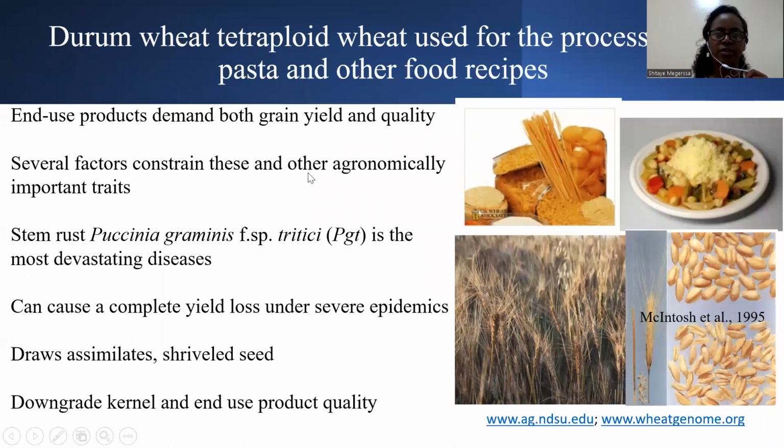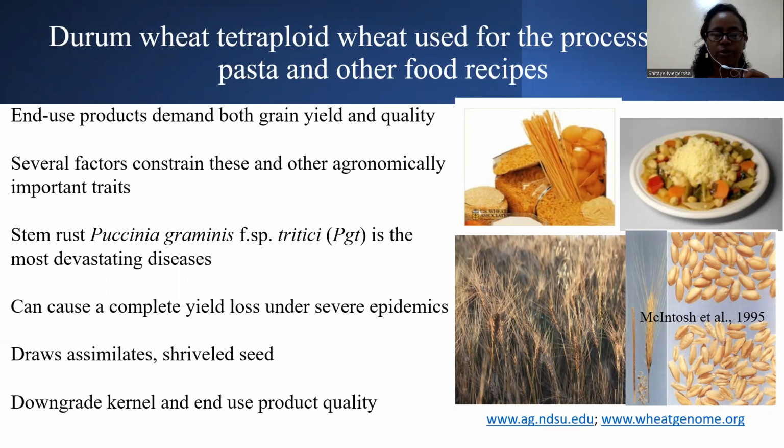As we all know, durum is a tetraploid wheat species used for the processing of pasta and other food recipes that are consumed in different parts of the world. These end-use products demand both quantity and quality, and these traits and other agronomically important traits are affected by several factors. Among those, stem rust of wheat, caused by the fungus Puccinia graminis, poses a special threat as the most devastating disease, of course, in common and durum wheat.